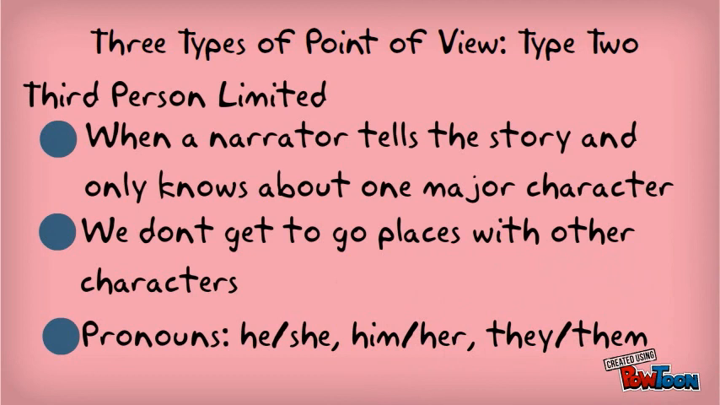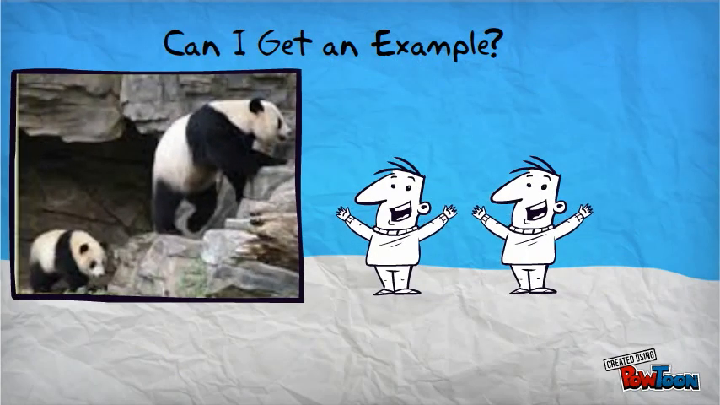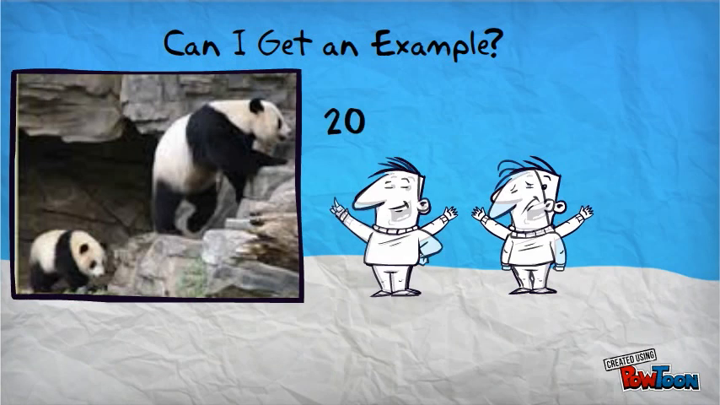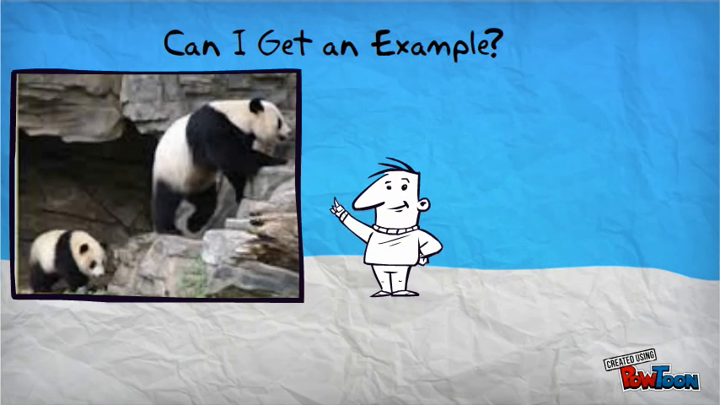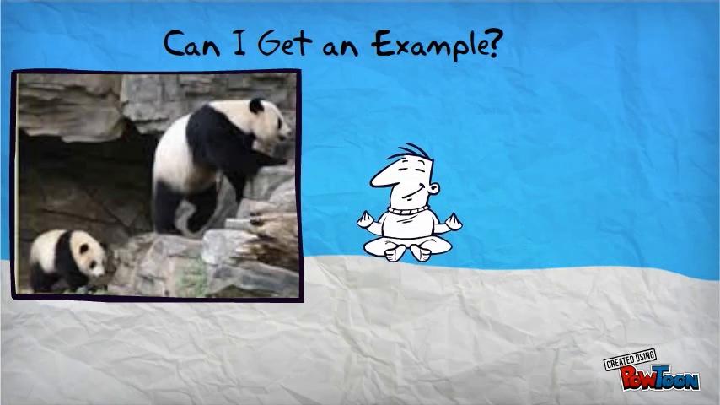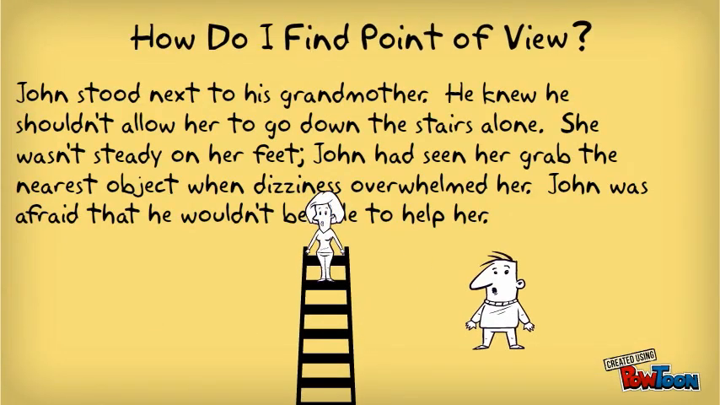Imagine you're reading a story about a character named Dominic, a teen with an obsession for pandas. Dominic takes his friend Aaron to the zoo. Dominic heads straight to the panda cages, but after they have been there for 20 minutes, Aaron is ready to go. Dominic stays and Aaron walks away, but we are forced to stay with Dominic and his thoughts because our narrator is only allowed to stay with Dominic. Hope you like pandas.